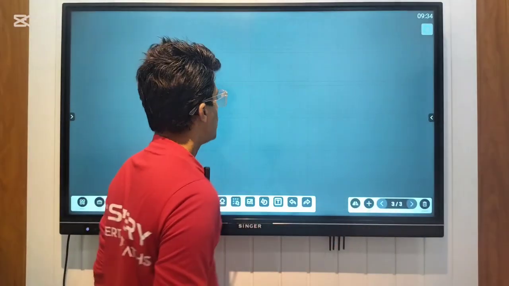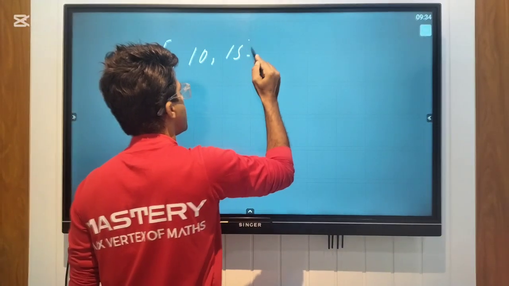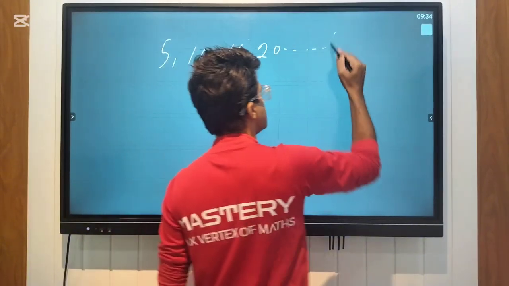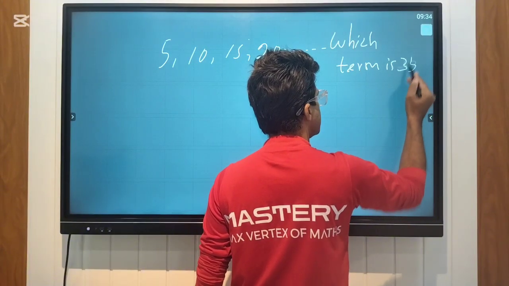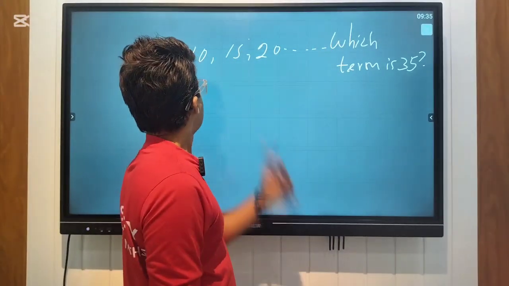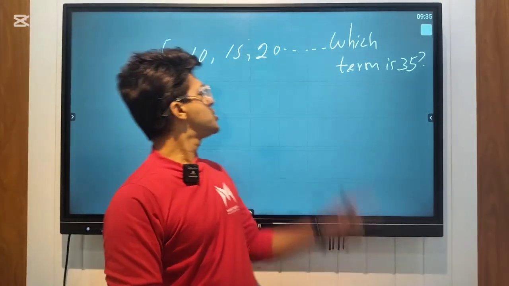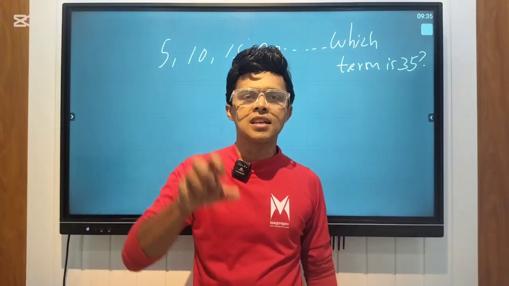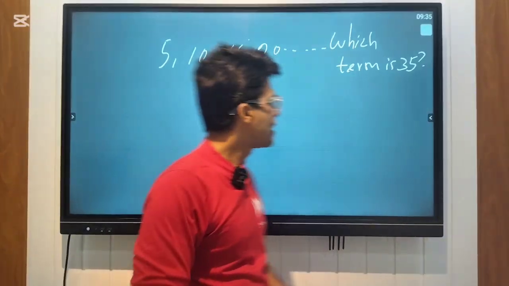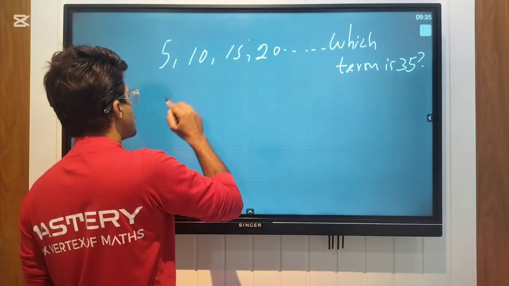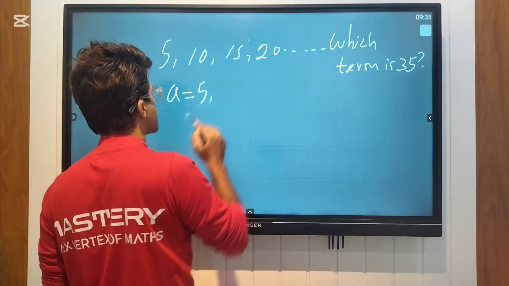Now 5, 10, 15, 20, and so on. Which term is 35 of this one? I mean, which term is 10 here? The second term. 10 is the second term. Which term is 15? First term, second term, third term. 15 is the third term. Likewise, which term is 35?